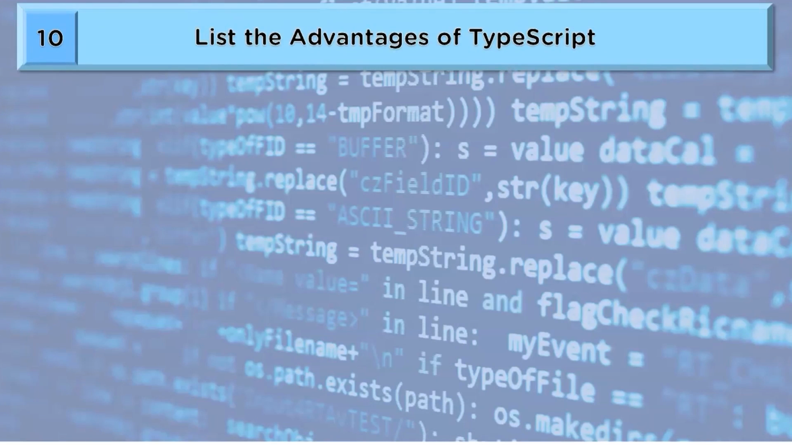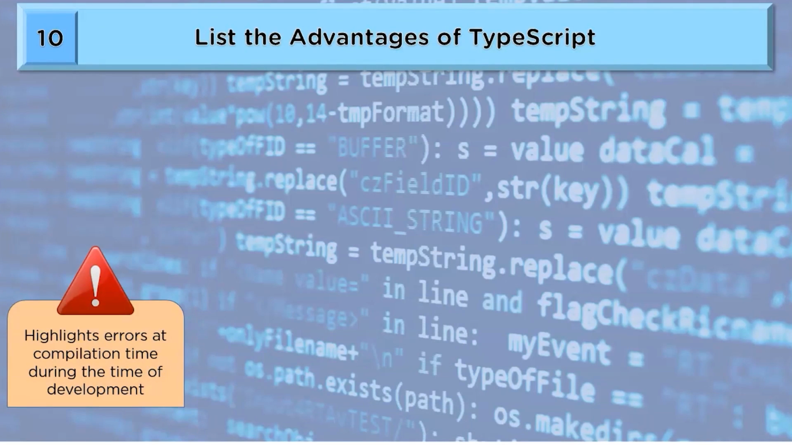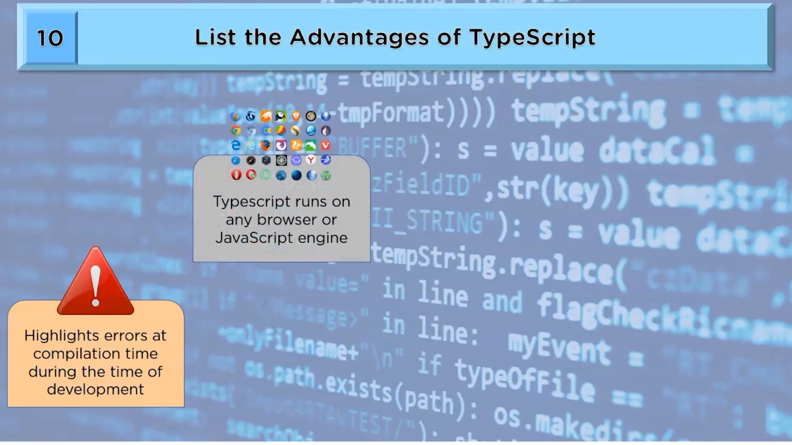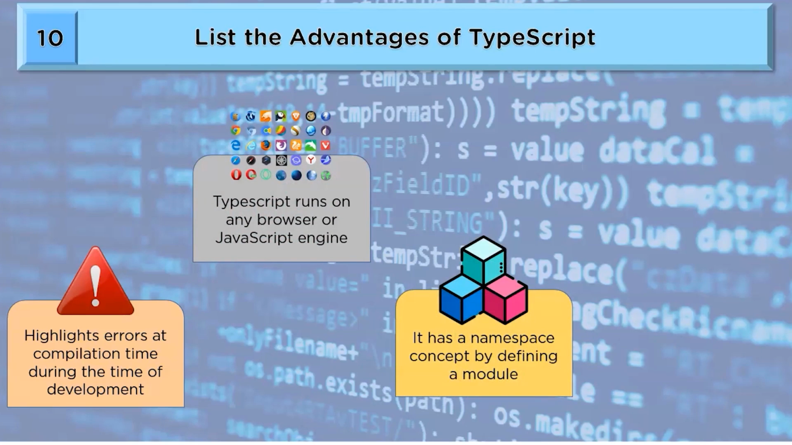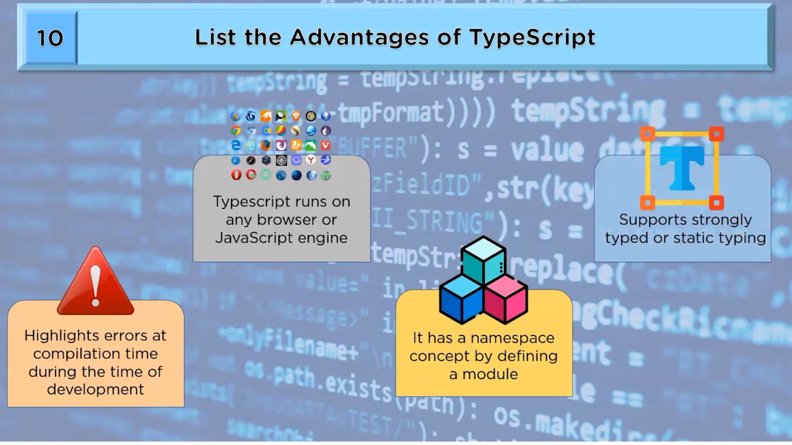List the advantages of TypeScript. TypeScript highlights errors at compilation time during development. Any browser or JavaScript engine can run TypeScript. It has a namespace concept by defining a module. TypeScript supports strongly typed or static typing. TypeScript has the advantage of being tightly typed or allowing static typing. It can confirm type correctness at compile time because of static typing.